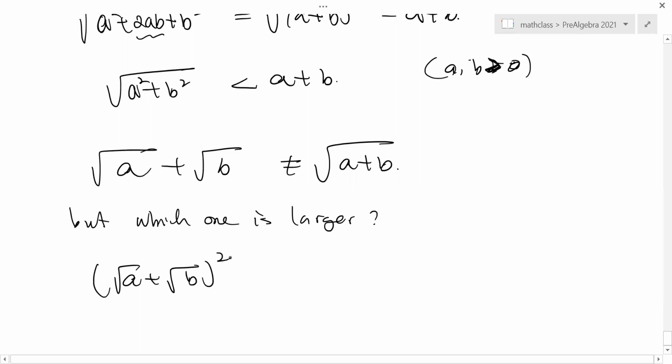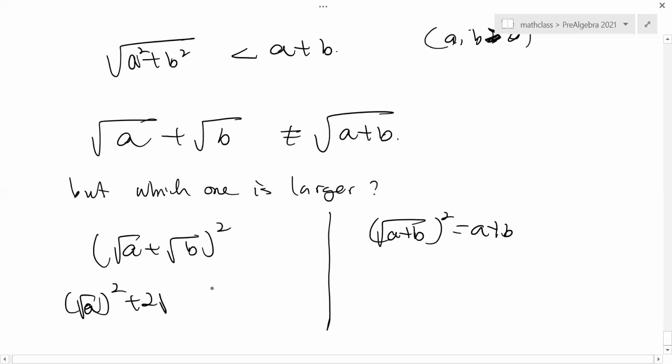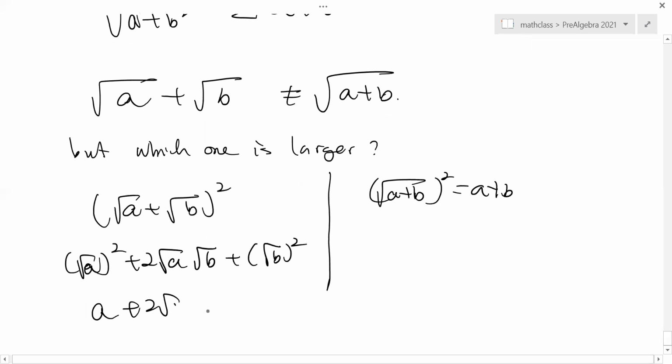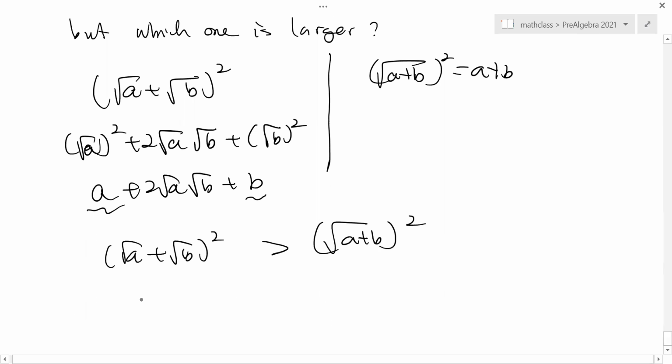You know why? Because you square it. You do a comparison. The square of the square root of (a plus b) is going to be a plus b. But on this side, when you square it, you get the square root of a squared plus twice the square root of a times the square root of b, plus the square root of b squared. So you have a plus 2 square root of a times square root of b plus b. You already have a plus b here. So clearly, this is going to be larger than the square of the square root of (a plus b). So that means the square root of a plus the square root of b is greater than the square root of (a plus b). Okay. So you can see that.